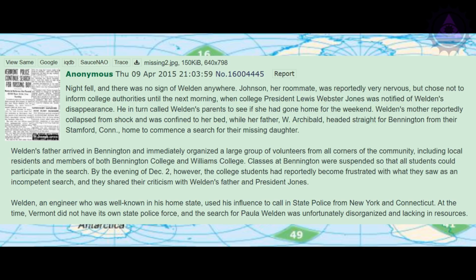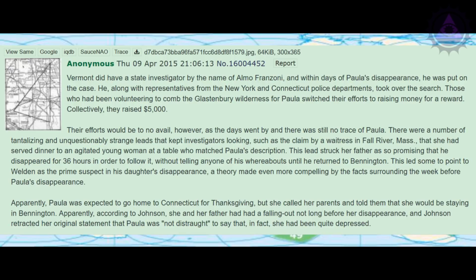Welden, an engineer who was well known in his home state, used his influence to call in state police from New York and Connecticut. At the time, Vermont did not have its own state police force, and the search for Paula Welden was unfortunately disorganized and lacking in resources. Vermont did have a state investigator by the name of Almo Franzoni, and within days of Paula's disappearance, he was put on the case. He, along with representatives from the New York and Connecticut police departments, took over the search.